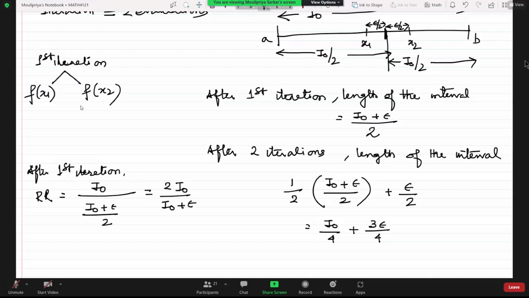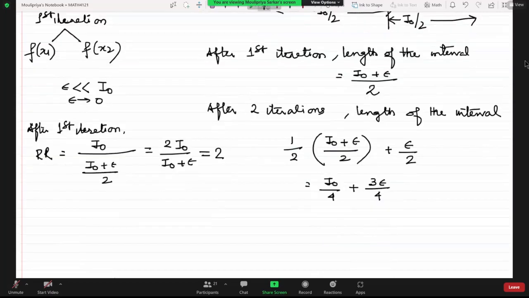Now epsilon is very, very small in comparison to I0. It is so small that it is almost tending towards 0. So that leads us to the reduction ratio being 2 after the first iteration. Am I correct? Yes, ma'am.